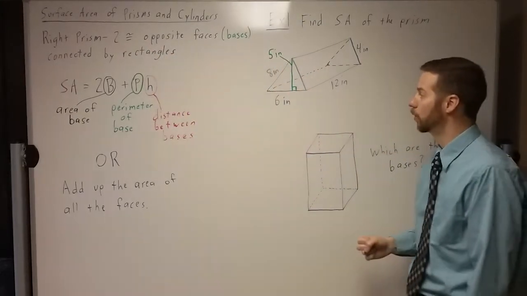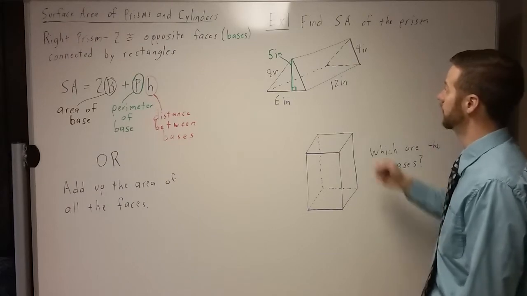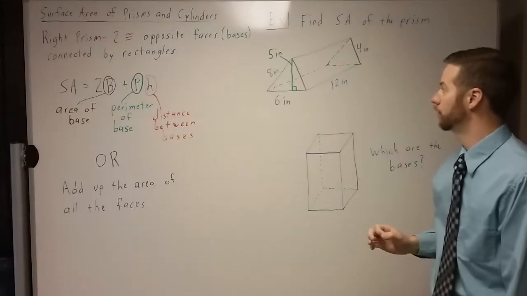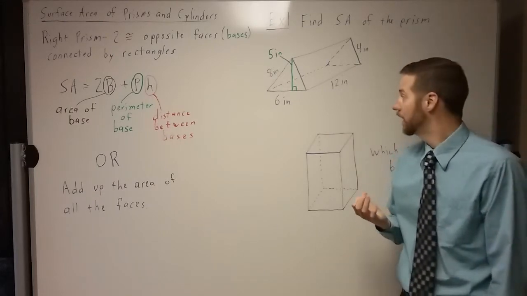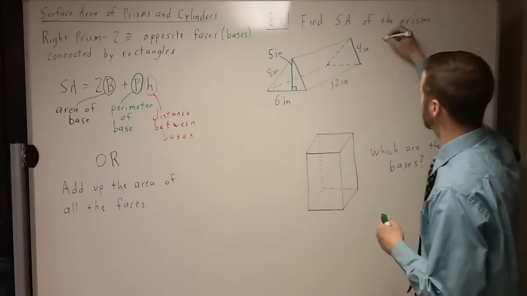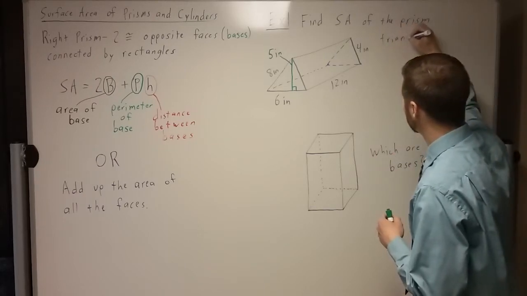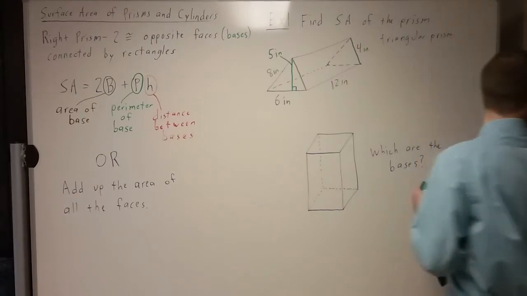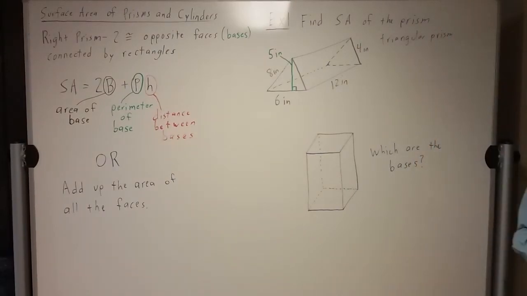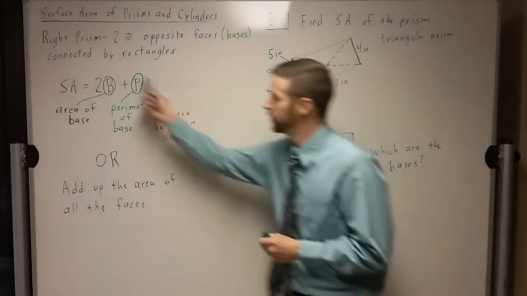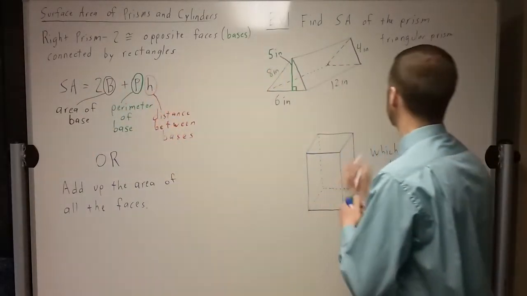In this particular one, the two congruent opposite faces are this triangle and this triangle, which means this has triangles for the bases. And the name of this shape, I'm going to put this up here, is a triangular prism. When you name a prism, you always name it by what shape the bases are. And so this is a triangular prism. I'm going to use this and see if we can find the surface area of this.